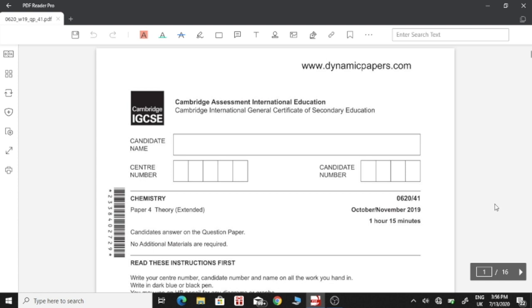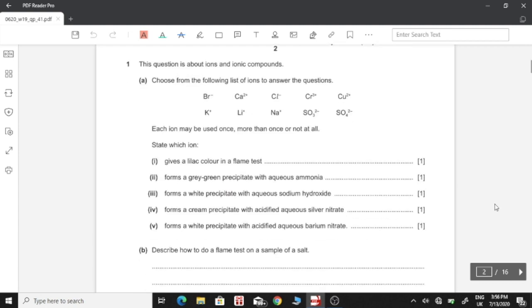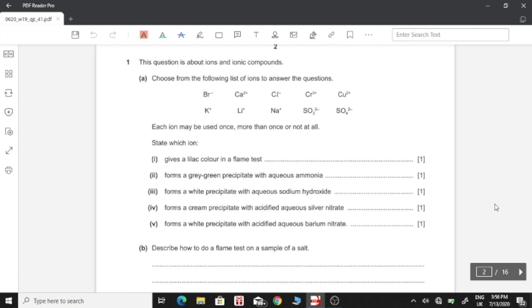This is October-November 2019 session of paper 4 variant 1 0620 chemistry. Question number 1. This question is about ions and ionic compounds. Choose from the following list of ions to answer the questions. Each ion may be used once, more than once, or not at all.